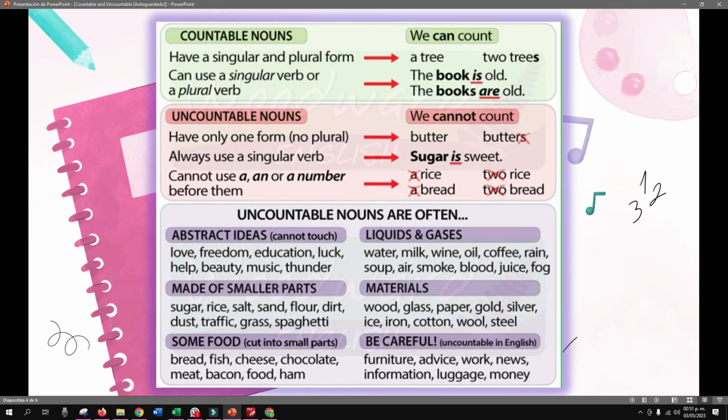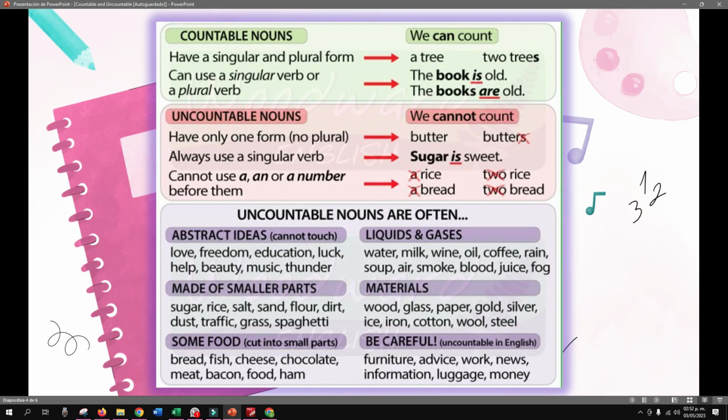Also, things made of smaller parts, like sugar, right? Rice, salt, sand, flour, dirt, dust, traffic, grass, spaghetti, right? You cannot count that, right? Because that is made of smaller parts.